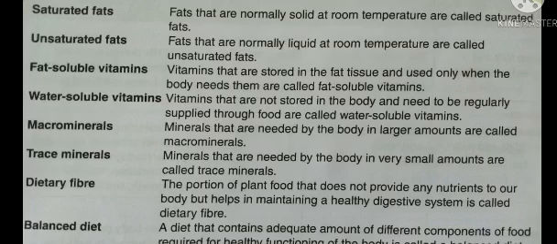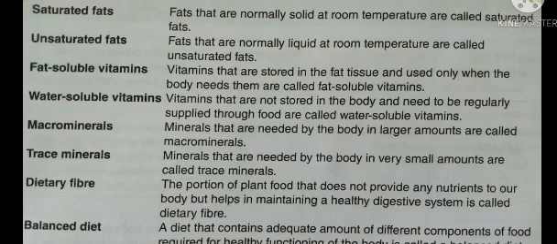These are the keywords: saturated fats, which are normally solid at room temperature; unsaturated fats, which are normally liquid at room temperature; fat soluble vitamins, which are stored in the fat tissues and the body needs them in an emergency; water soluble vitamins, which are not stored in the body and need to be supplied regularly; macro minerals, which are needed by the body in larger amounts; trace minerals, which are needed by the body in very small amounts; dietary fibers, the portion of plant food that does not provide any nutrients to the body but helps in maintaining a healthy digestive system; and balanced diet, containing adequate amounts of different components of food for the healthy functioning of the body.